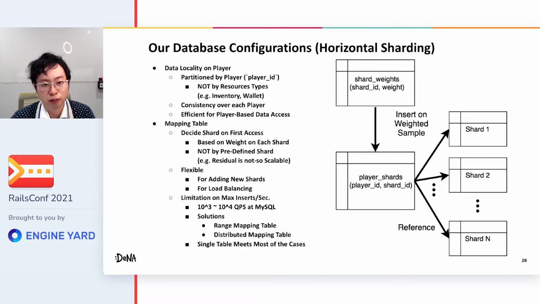There is a limitation of a maximum inserts per second for this architecture. For example, thousands or tens of thousands of queries per second are the limitation of MySQL. If we hit the limit, we can use a range mapping table or distributed mapping tables.